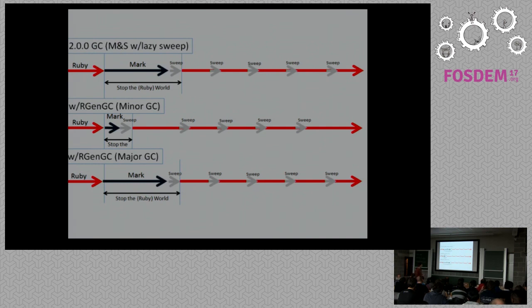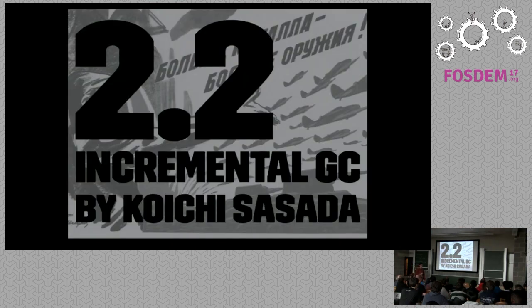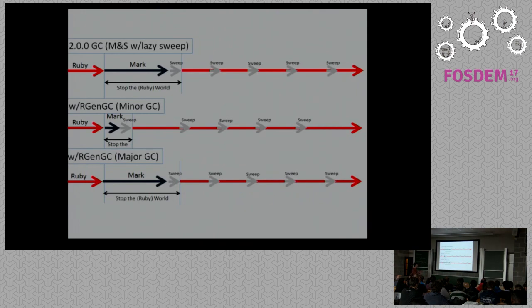So that's great. It means we have shorter pause times on average, which means that we're less likely to have some big GC pause during the request. We still have them though with major GCs because, well, this is just the same as it was in 2.0. Is there anything else that I'm missing? I don't think so.